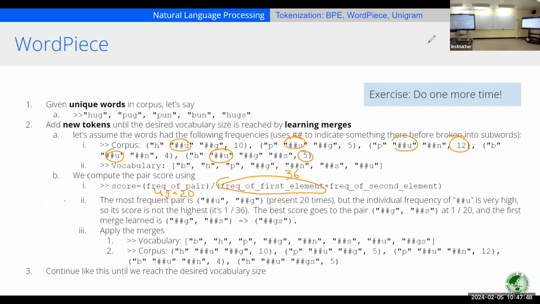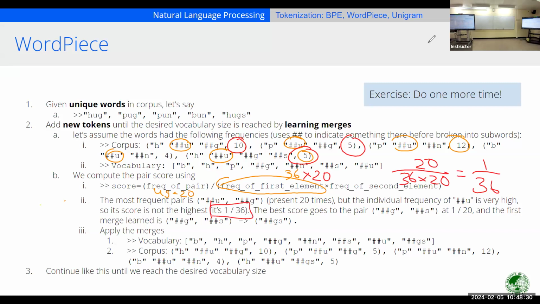36. And frequency of the second element? 20. Then this one is not correct. 20. So this is 10, 5, and 5, right? So that is 20. So how much is this? 20 divided by 36 times 20 is 1 over 36, right? So then we got 1 over 36.